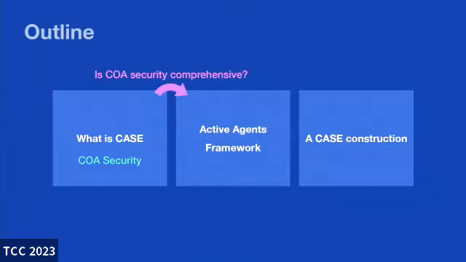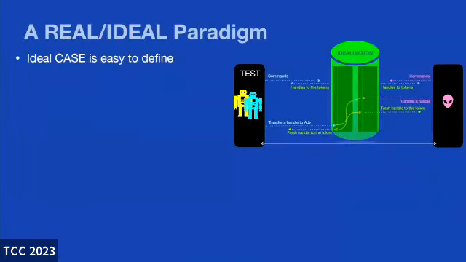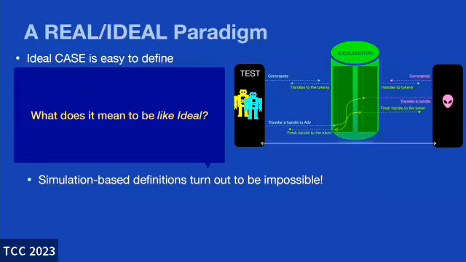And that's where the next part of the work comes in, and that's this framework called the active agents framework. What we'd like to do is to have a real-ideal definition, the real-ideal paradigm, to make sure we are not missing out on any subtle attacks that we don't think of. We already saw what ideal CASE is. That's easy enough to define. The tricky part is, what does it mean for something to be like ideal? What does it mean for a real implementation to emulate the ideal situation? And the difficulty is because simulation-based definitions, which is what we would naturally go for, turn out to be impossible.